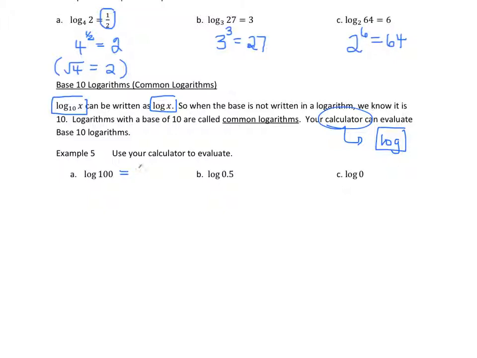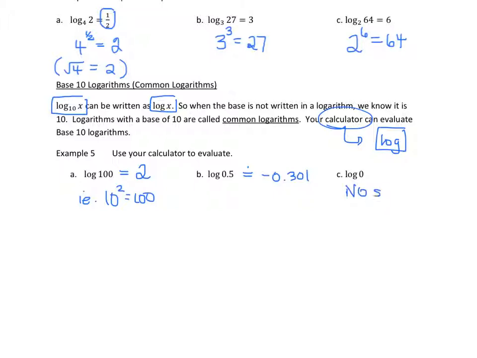So log 100 should be 2 because we know that one's easy because we know 10 squared is 100. Okay, so log 100 we should be able to evaluate actually without a calculator. But practice for these other ones. So log 0.5 is approximately negative 0.301. And if you type in log 0, you should get an error.